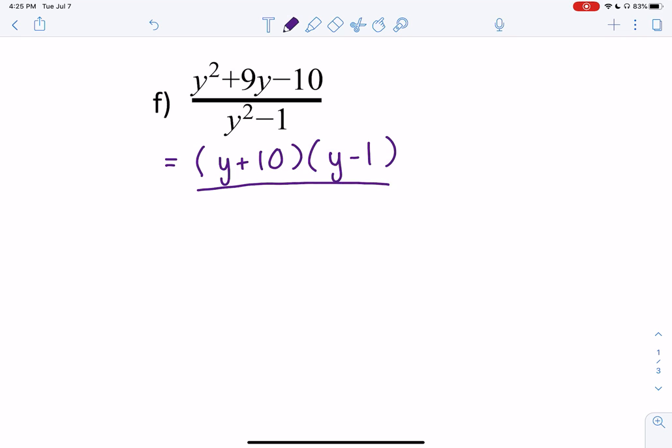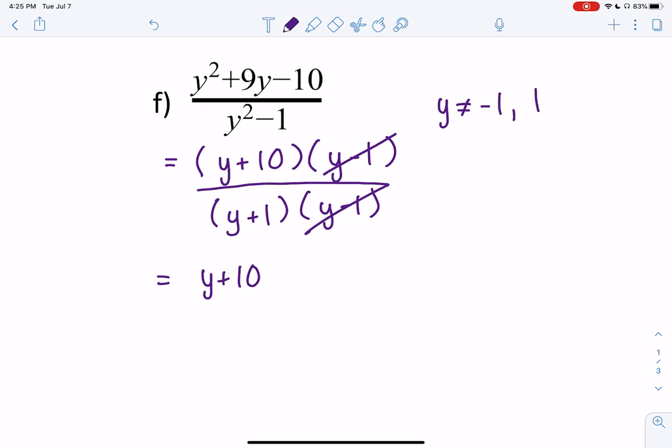All over, this is a difference of squares. So I'm going to have y plus 1, y minus 1. So now I can see my restrictions. y cannot be -1 or +1 because that would 0 out the bottom. And now I can cancel some things. I'm left with y plus 10 all over y plus 1.